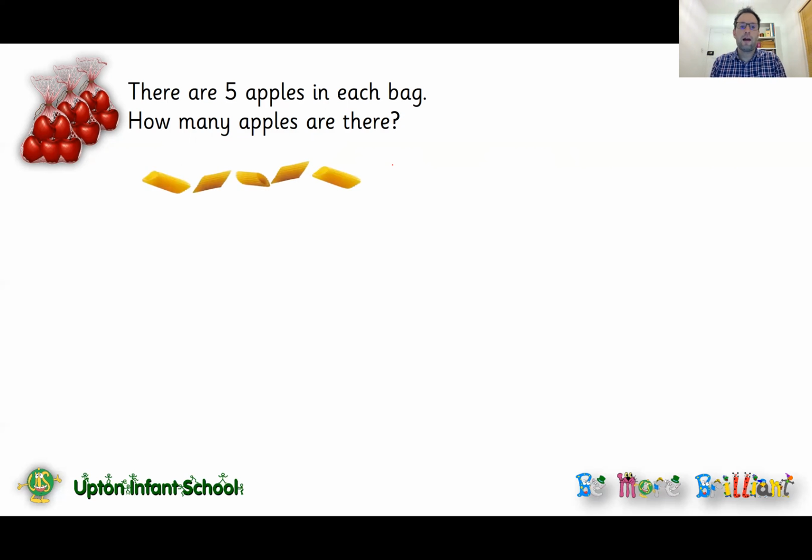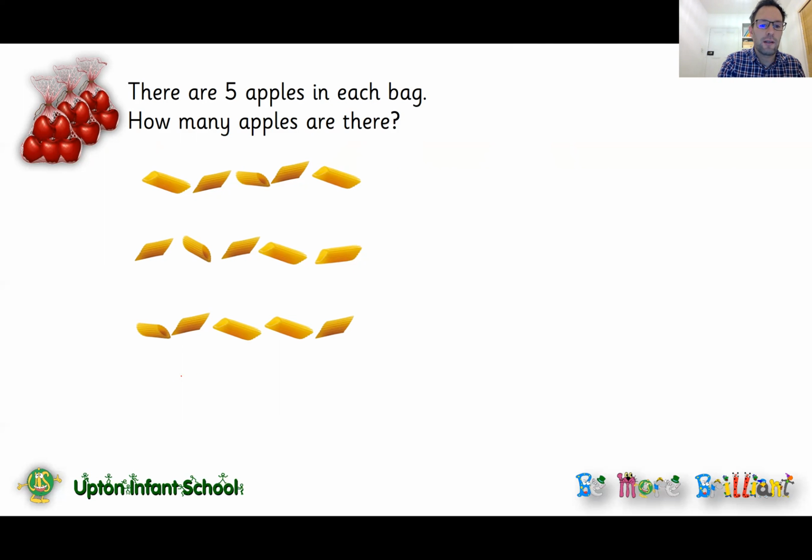So I've got my first bag of apples, there's 5 apples. And then my second bag of apples with 5 more bits of pasta. Then my third bag of apples. So I have got 3 lots of 5. So I could write that down as a number sentence. 3 times 5. And all together, I've got 15 pieces of pasta there, or 15 apples. So 3 lots of 5 is 15. There are 15 apples altogether.